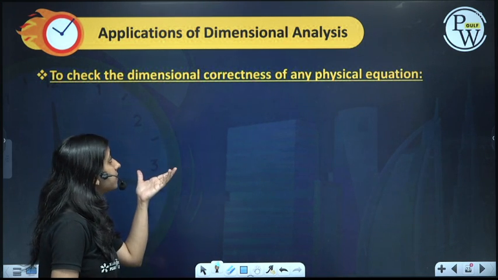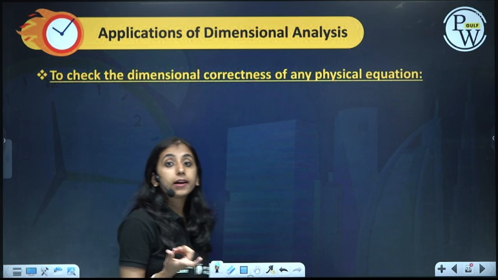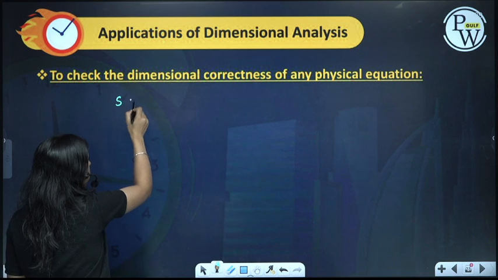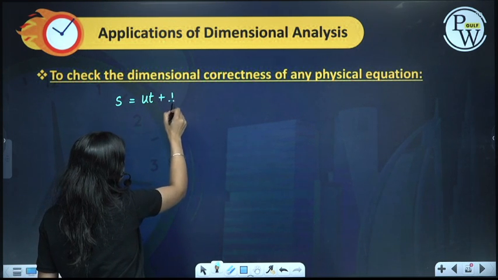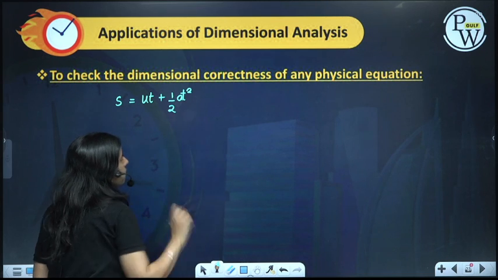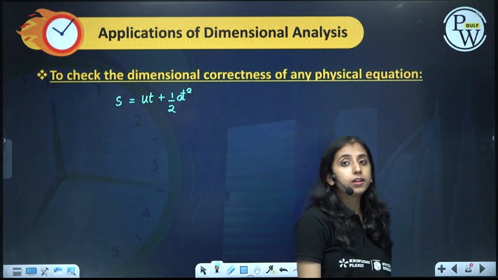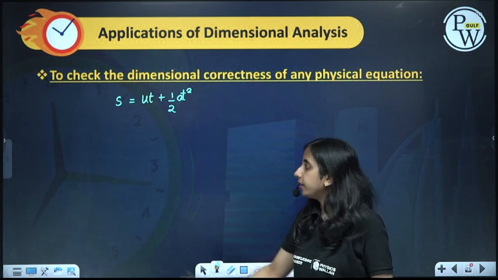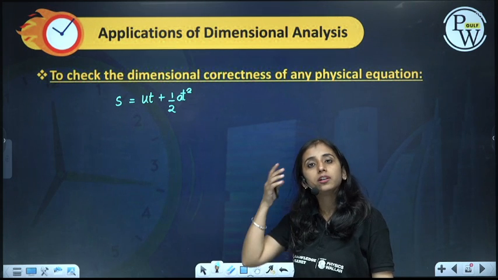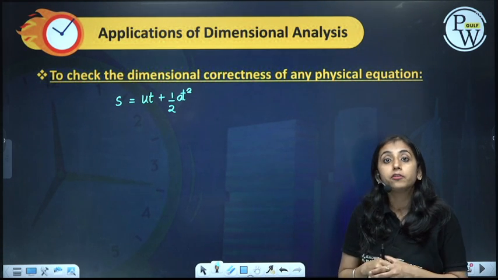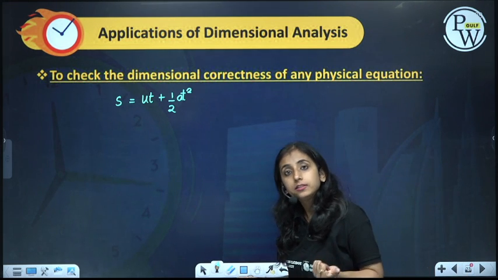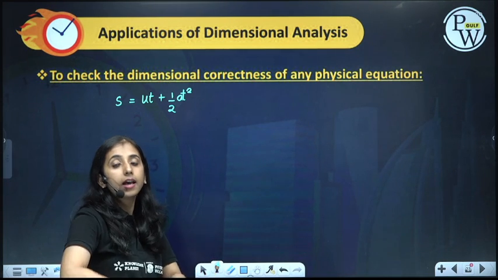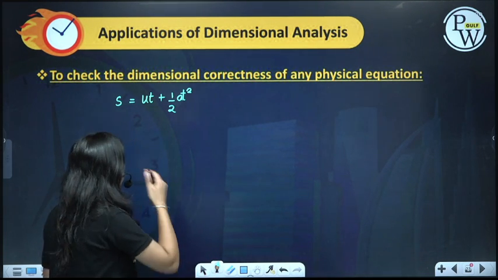Dimensional analysis can be used to check the correctness of any physical equation which is given to us. Suppose we are given S is equal to ut plus half a t square. This equation will be dimensionally correct if the dimensions on the left hand side are equal to the dimensions on the right hand side. If the dimensions are different, then the equation is wrong. We cannot have an equation in which the left hand side and right hand side have different dimensions. So let us check.